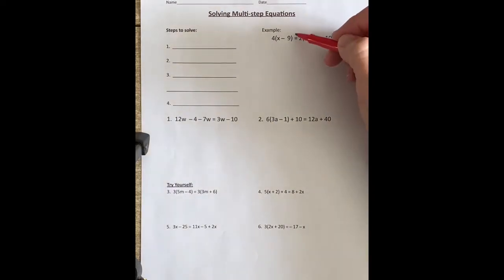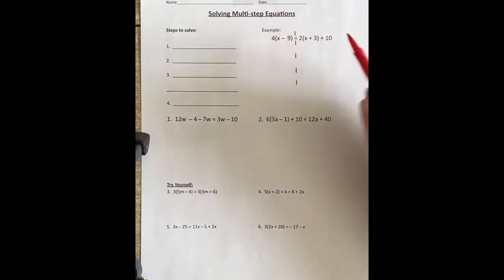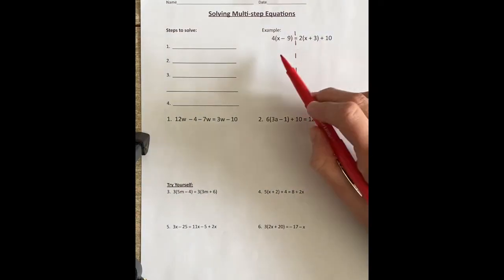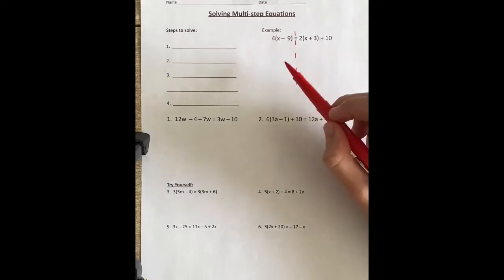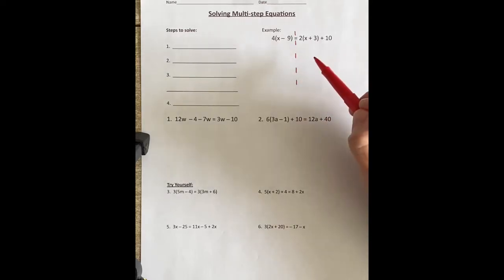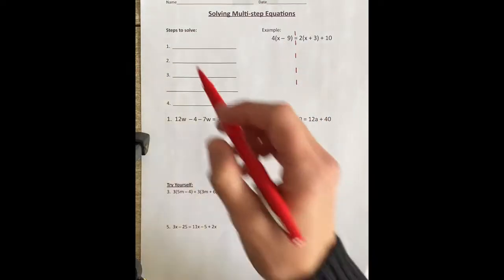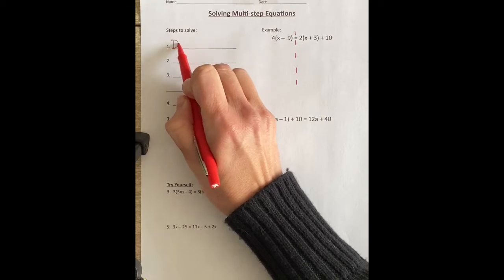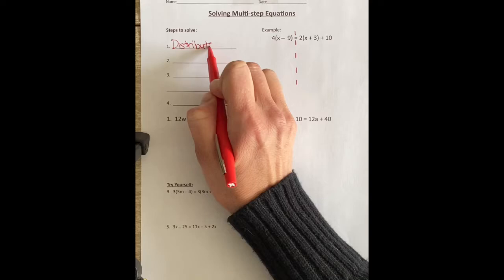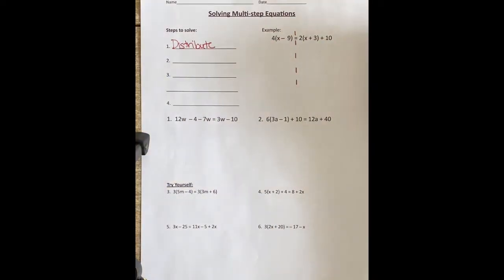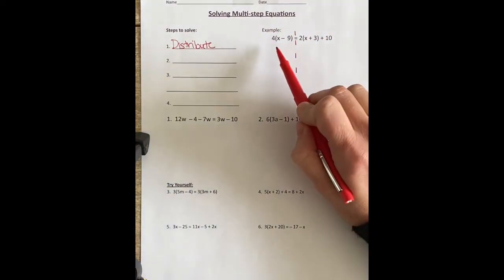Remember that your equal sign separates your left side from your right side. If it helps you, make that line there so you can see your left side and your right side. First thing I want to do with this equation and with every equation is look to see, can you apply the distributive property? So I'm going to distribute if I can. Remember, distributing means that you are multiplying. So I can do that here.